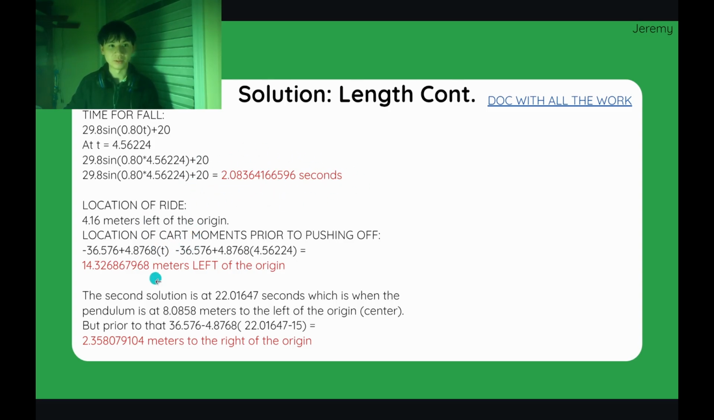The location of the ride was originally 14.32 or 33 meters left of the origin, being the middle or dead center where the pendulum angle would be 0. And then the second solution of the pendulum would be at 22.02 seconds around, and that's when the pendulum is at 8.09-ish meters to the left of the origin. And then prior to that, the moment before pushing you off, the cart would be at 2.36 meters to the right of the origin.